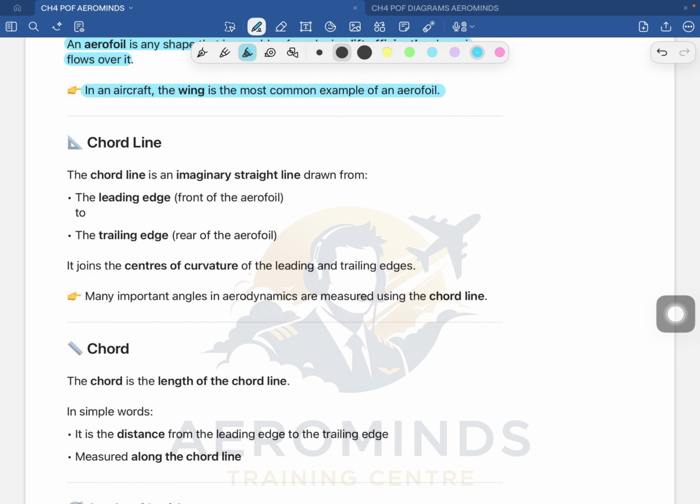Okay, so we'll mark now. The chord line is an imaginary straight line which is drawn from the leading edge, which is the front part of the aerofoil, to the trailing edge, which is the rear part of the aerofoil. Got it? Now it joins the center of curvature of the leading edge and the trailing edge. Okay, and many important angles in aerodynamics are measured using the chord line. Okay, so it's very simple.